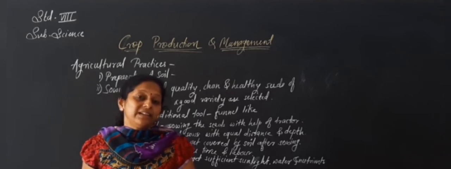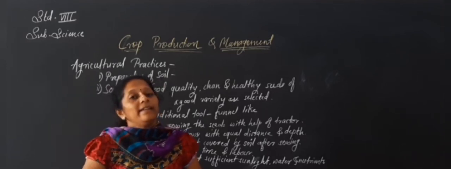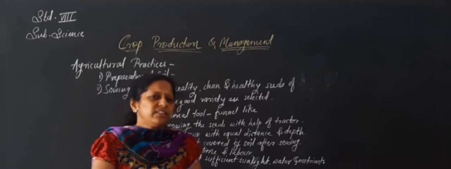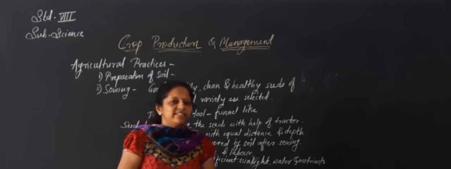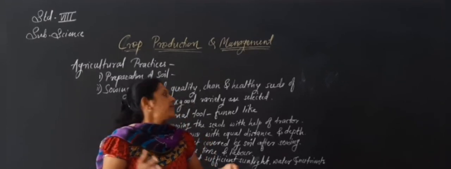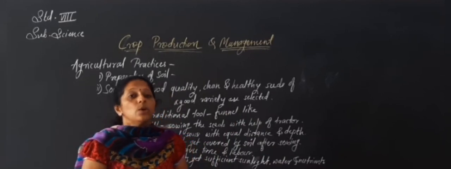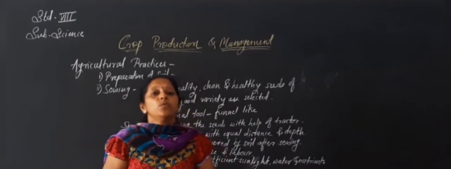The sinking seeds have weight, so they sit at the bottom. They are sinking, which means they are good quality. So this is one method for the selection of good quality seeds. Sometimes we get a mixture of seeds, and in that we have to select the good quality seeds and remove them from it.